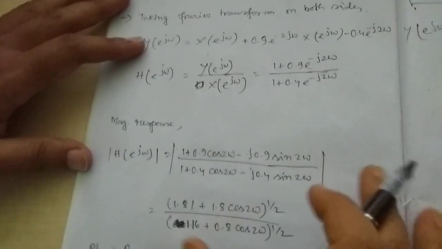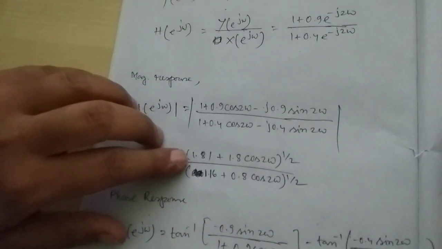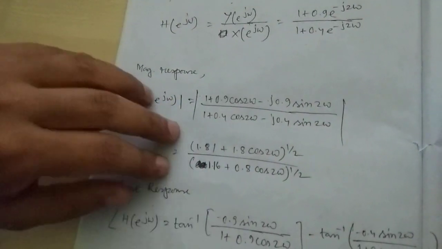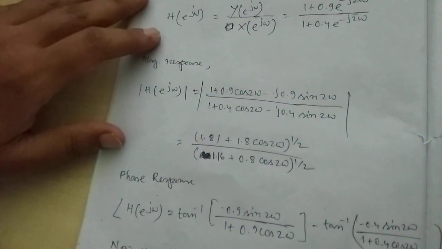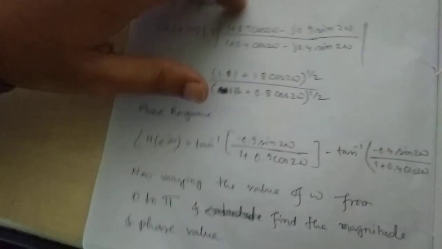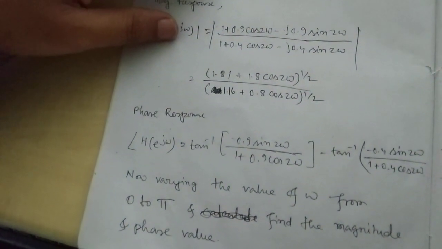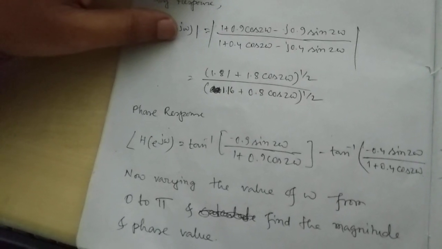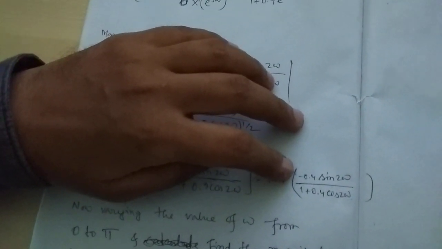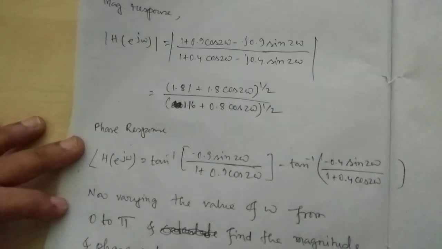Your magnitude comes like this: numerator 1.81 plus 1.8 cos 2 omega whole power half, and denominator 1.16 plus 0.8 cos 2 omega whole power half. Now phase response. Your phase response becomes like this: tan inverse within bracket minus 0.9 sin 2 omega divided by 1 plus 0.9 cos 2 omega, minus tan inverse within bracket minus 0.4 sin 2 omega divided by 1 plus 0.4 cos 2 omega.